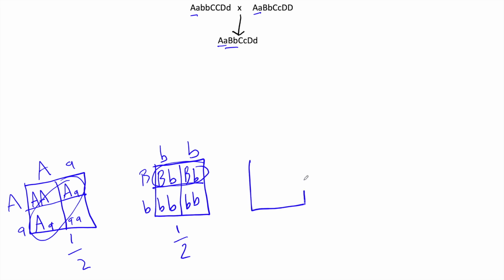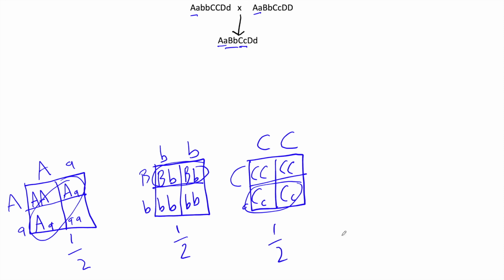Then I do the same thing for the C's. One parent is big C, big C. The other parent is big C, little c. Fill it in: big C big C, big C big C, big C little c, big C little c. And I ask, what's the chance of being a heterozygote, big C, little c? That'd be 2 out of 4, or 1/2.